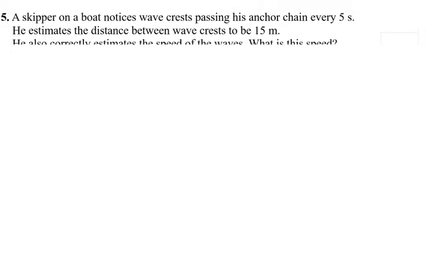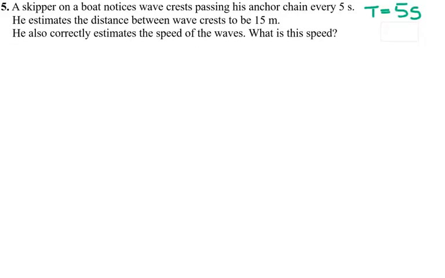Let's look at some very simple questions as well, so we just understand how to use the formulas and apply the information that is given. A skipper on a boat notices wave crests passing his anchor chain every 5 seconds. So there is a wave passing every 5 seconds. So the period is 5 seconds because you see one full wavelength passing every 5 seconds.